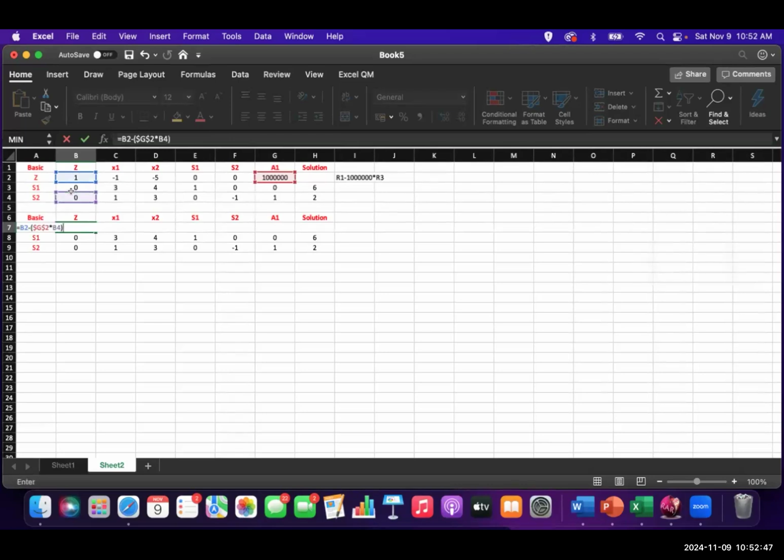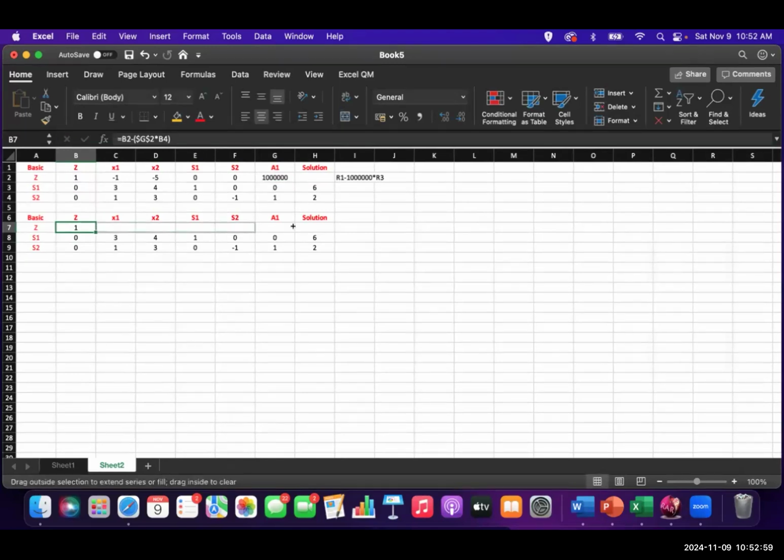And then we click enter. So the answer there is 1. Once you've done that, the nice thing in Excel is that I can just copy it throughout. I'm just going to click this one and then drag it until the solution. So that's what will come out. As you can see here, the 1 million in the A1 column has been eliminated.